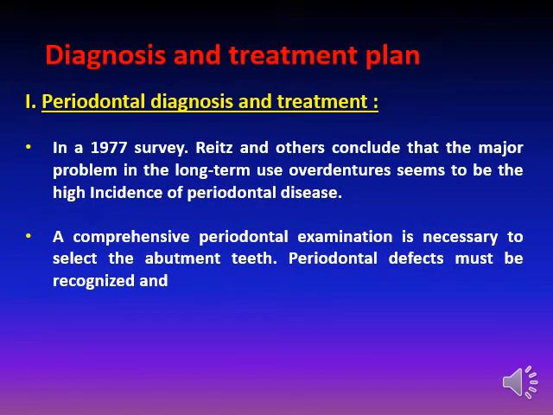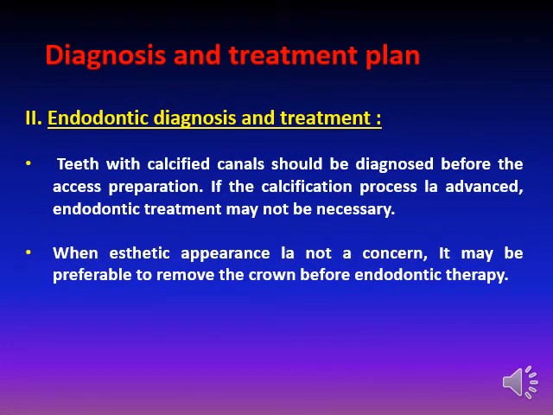Diagnosis and treatment plan: periodontal diagnosis and treatment. A problem in the long-term use of overdenture seems to be the high incidence of periodontal disease. A comprehensive periodontal examination is necessary to select the abutment teeth. Periodontal defects must be recognized and treated. Teeth with a calcified canal should be diagnosed before the access preparation. The aesthetic is very important.